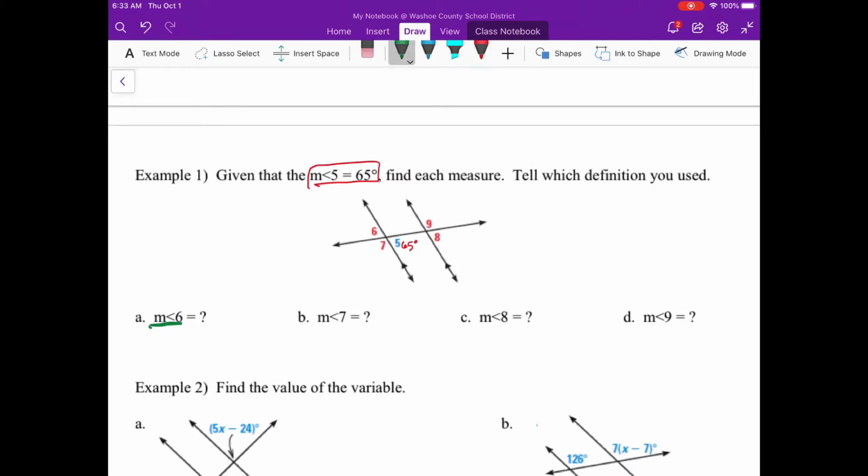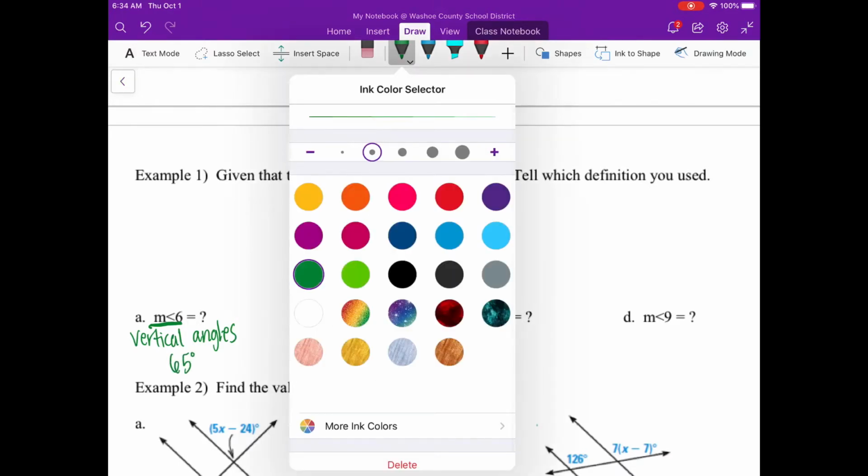So angle 6 is right here. So we're going to be using the only angle they gave us. And I see that angle 6 and angle 5 are straight across from each other. And I remember that those are called vertical angles. And I also remember that vertical angles are congruent. So because angle 5 is 65, angle 6 will also be 65 degrees.